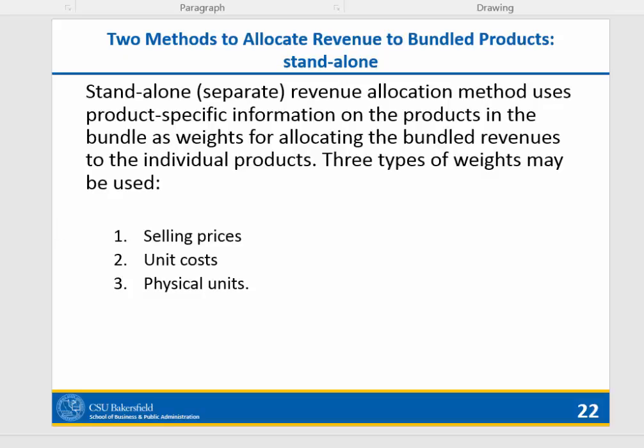First of all, let's take a look at the standalone revenue allocation method. We look at product-specific information. It could be selling prices, unit costs, physical units, whatever we want. We use that to come up with a weight percentage. Then we use that weight percentage to allocate the bundle revenues for the individual products.